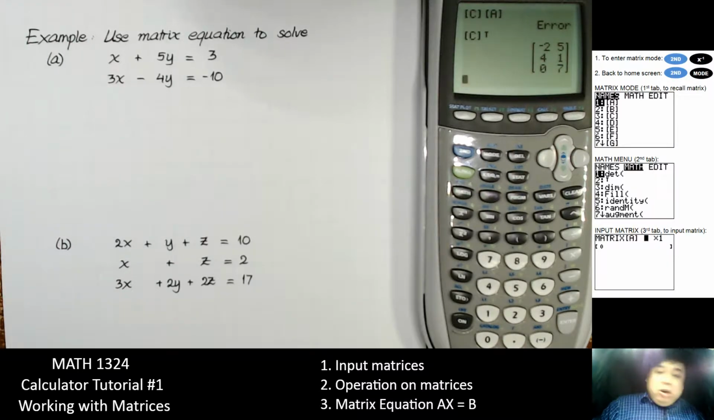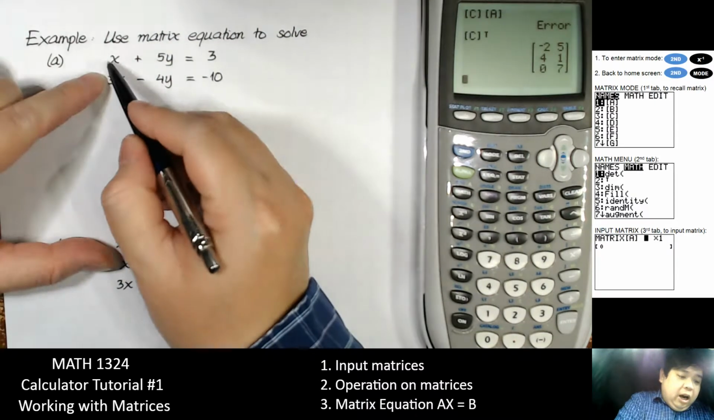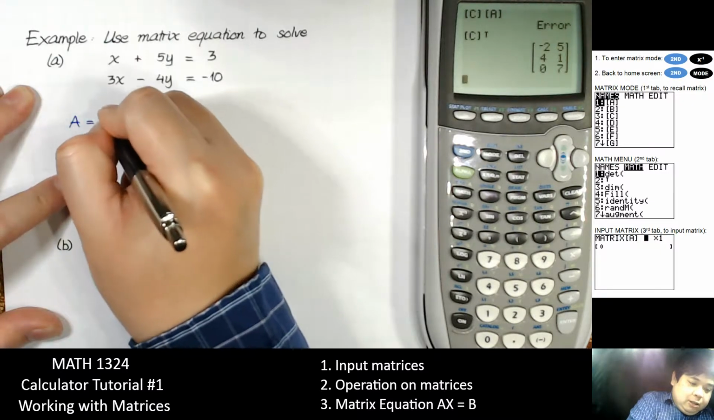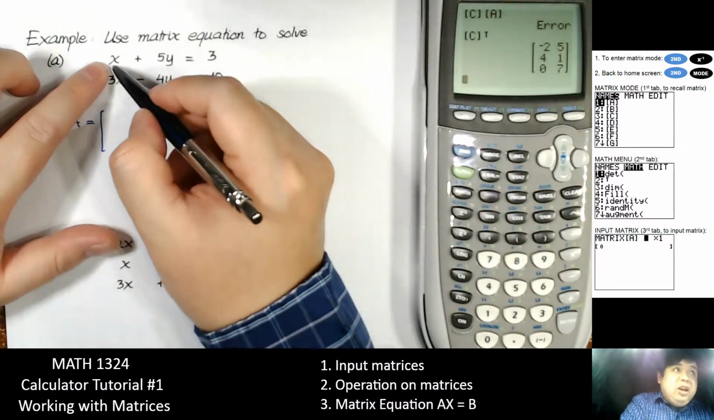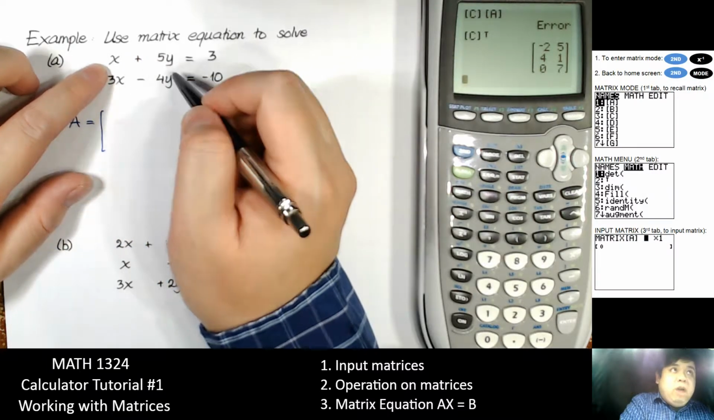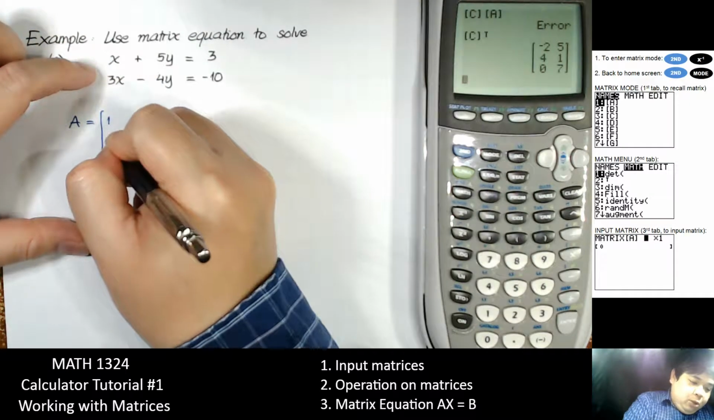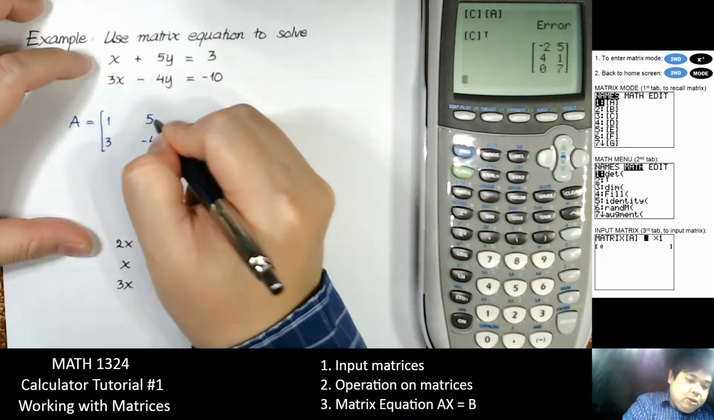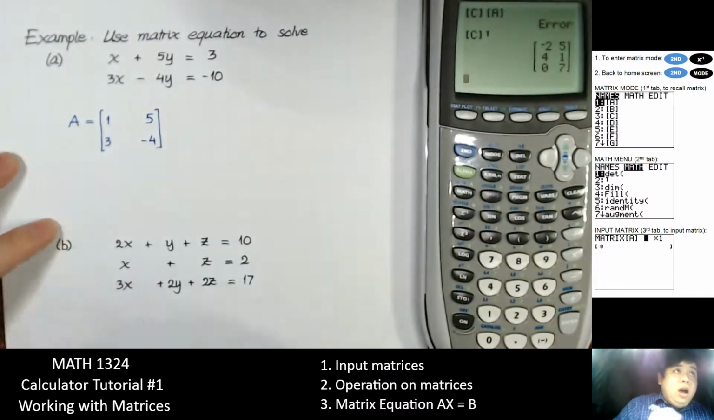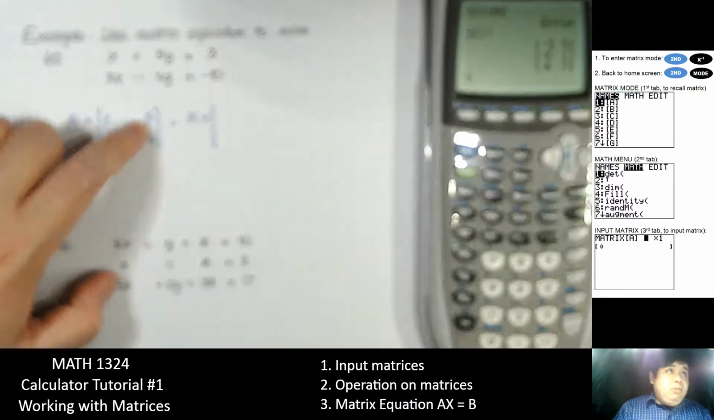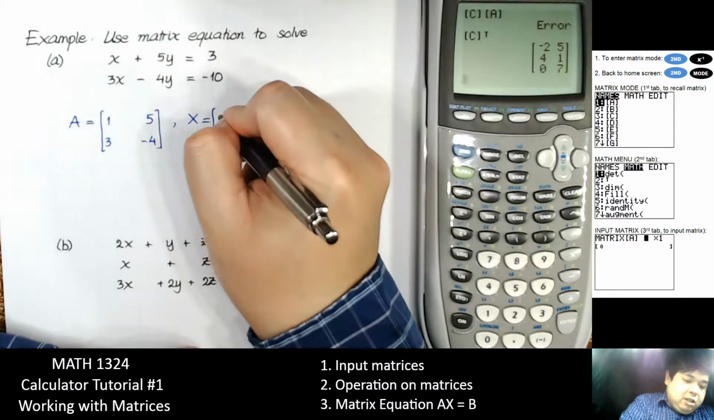Right. In the matrix equation, what we need to do is turn the system of equations into the matrix equation. So we pull all the coefficients, and that will be the matrix A. Just the coefficients, meaning the numbers, the constants that go with the variables. So we have 1, 5, 3, and -4. That's the matrix A. The matrix X will be the matrix of the variables, so it will be just X and Y.